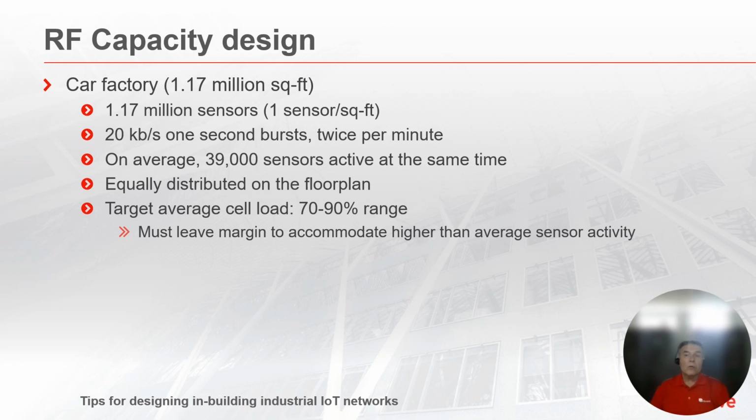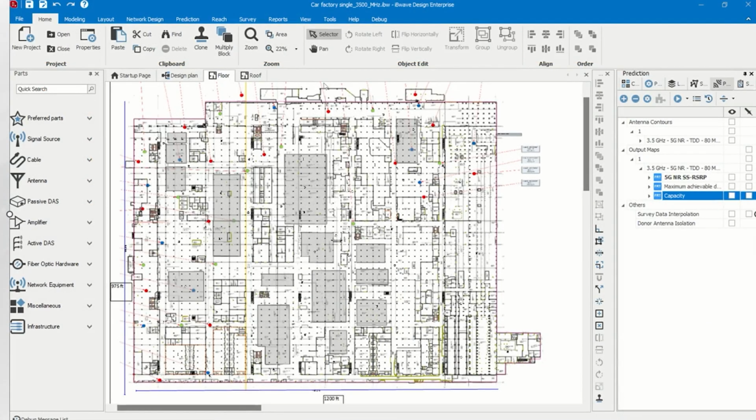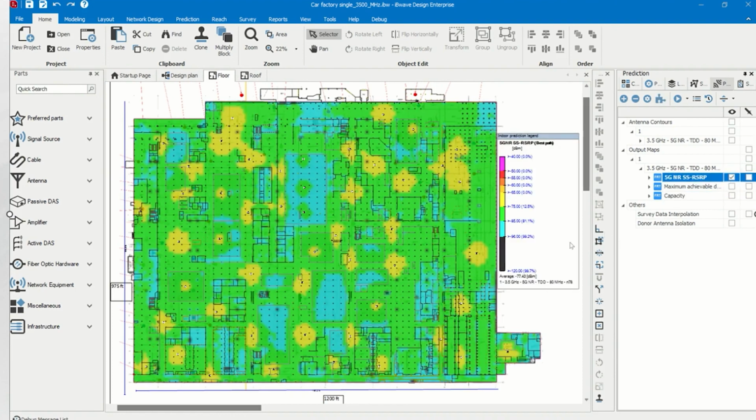And now I'm going to show you in a demo how it looks. So let's take a look at the demo. This is a car factory, and I said it is 1.17 million square feet. And as we said, the target RSRP should be negative 96 dBm or higher. I assume that the sensors are equally distributed in the factory, so that means that I would want to have 100% of the coverage greater than negative 96 dBm. I already placed small cells throughout. This is a 3.5 gigahertz indoor network, and let's take a look at what my heat map looks like for RSRP.